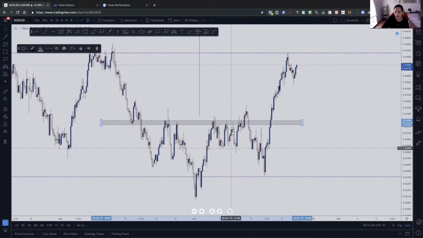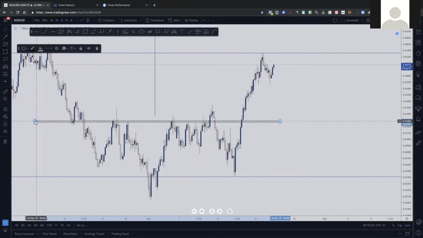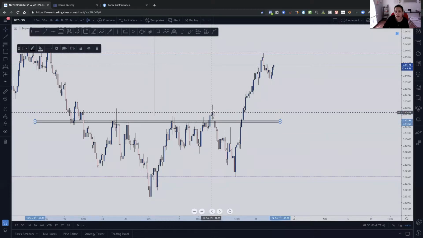You can see where it kind of just danced around here and consolidated. It faked everybody out around here. I bet you a lot of people were looking to buy right here, and then it just dropped. You see how it did that? Yes. Okay. So this is what I tell you guys, this is liquid volatility.